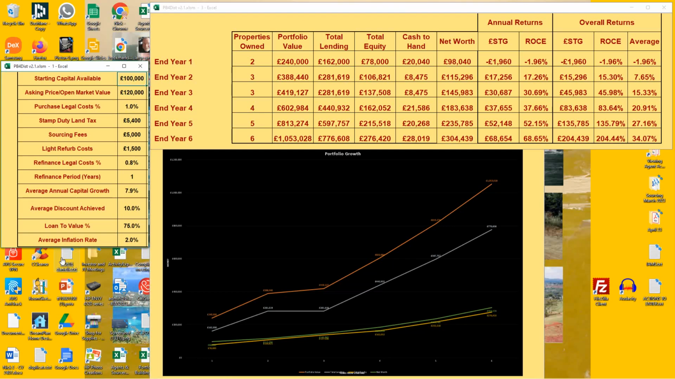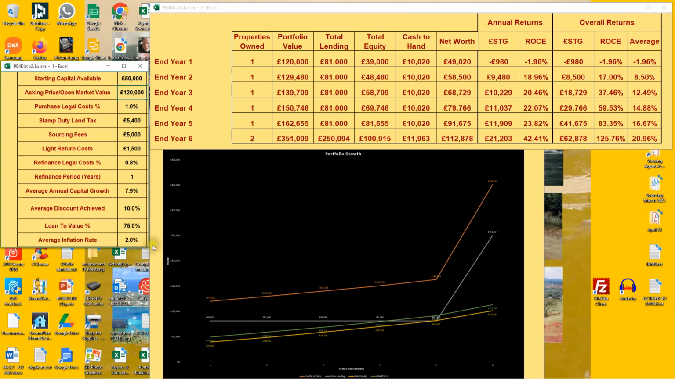Let's just see what happens if you've only got £50,000 available. Okay, well, as you see, you can still buy property, but because we're looking at momentum investments where we're using the increase in equity to generate sufficient asset value for us to borrow against in order to release the deposit for the next property, it's actually not until year 6 that we can afford to buy our second property.